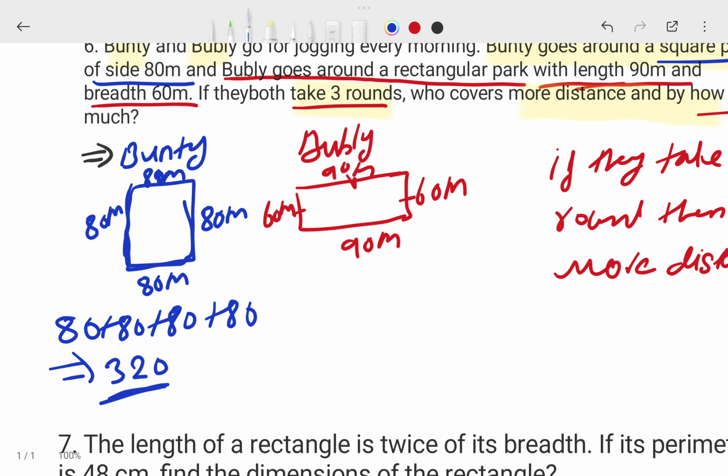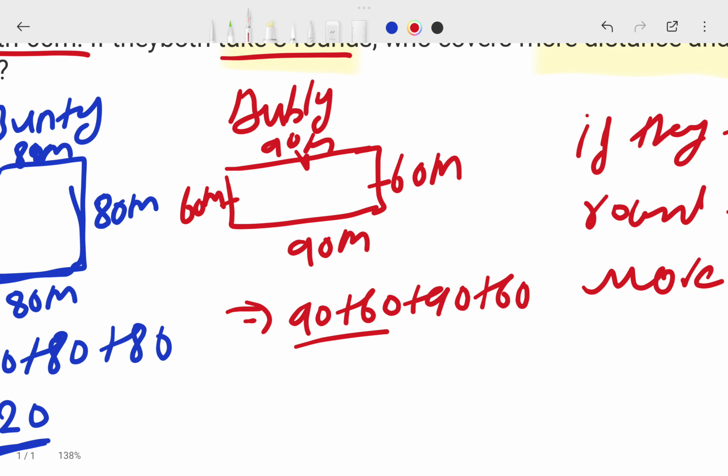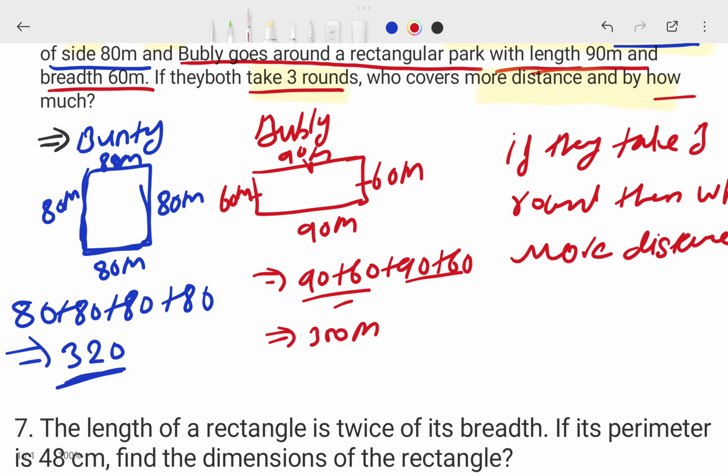Now let's add for Bubbly's park. That's 90 meters plus 60 meters plus 90 meters plus 60 meters. If you add, 90 plus 60 is 150, and that is also 150, so it's going to be 300. So the park Bubbly goes around is a total of 300 meters, and Bunty's park is 320 meters.